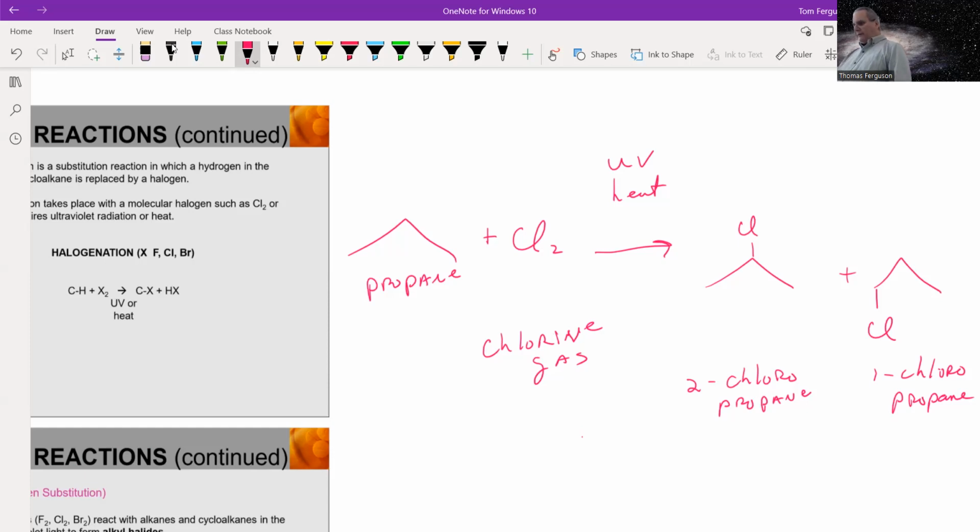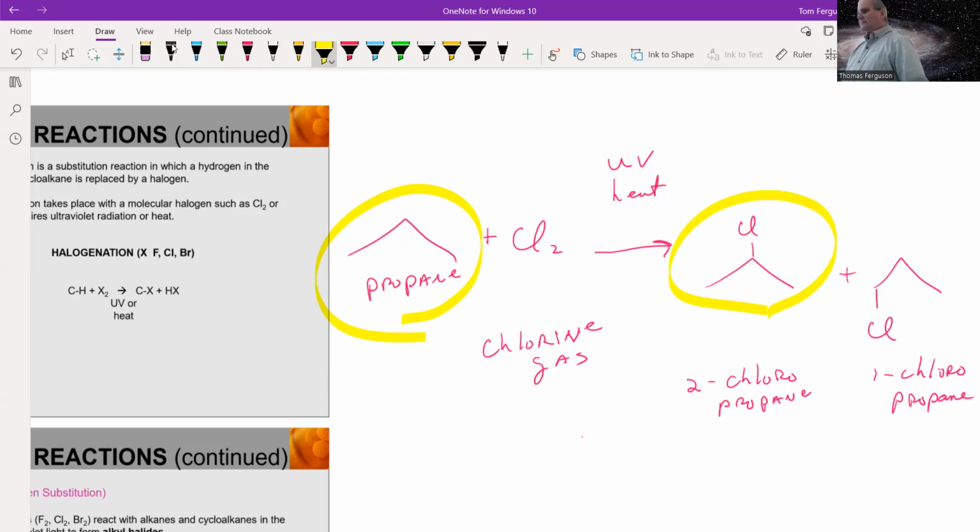2-chloropropane and 1-chloropropane. So if I gave you this reaction over here, I said, how do you make that? This is what you put down. You put down propane plus chlorine gas, arrow. Above the arrow are the conditions. In this case, it's UV and heat. Gives you these. Now, this is a mixed product.